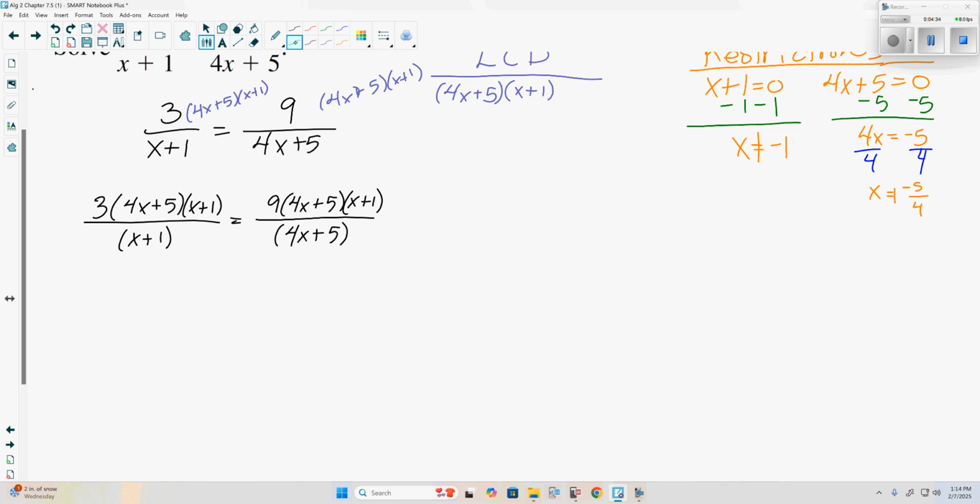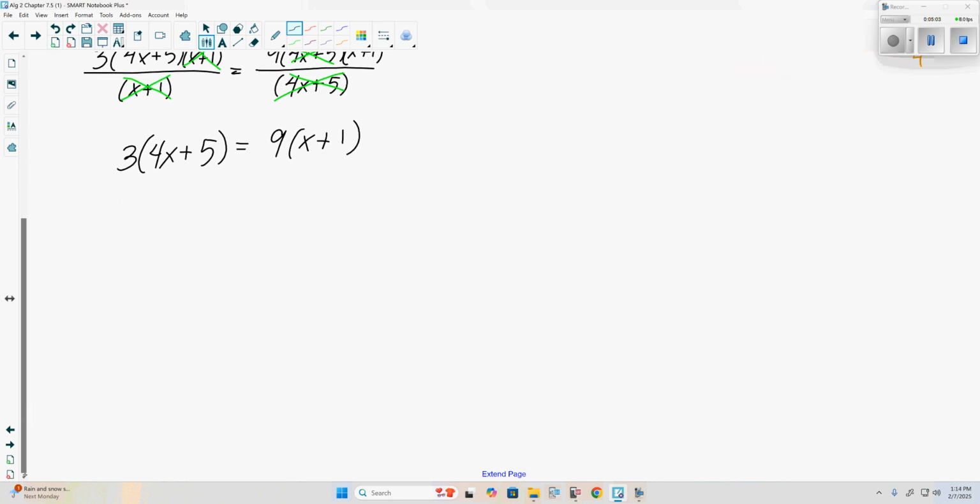Now, if we look at the fraction on the left, we have an x plus 1 in common on top and bottom. That will cancel out. What that leaves us with is 3 times 4x plus 5. On the right-hand side, the 4x plus 5 and 4x plus 5 will cancel, leaving us with 9 times x plus 1. So multiplying through by that least common denominator reduced all the fractions and just gives us an equation to solve.